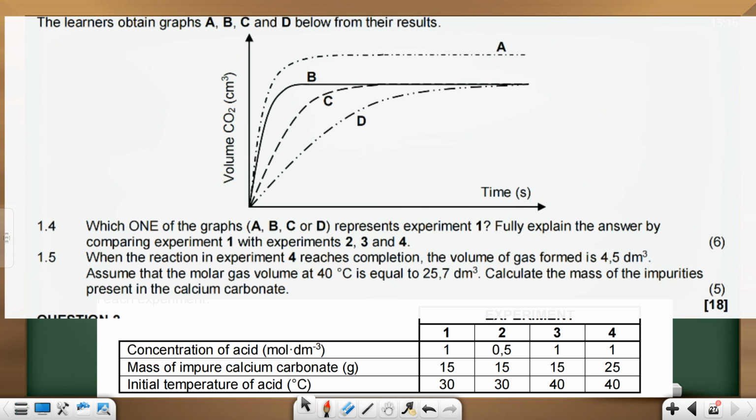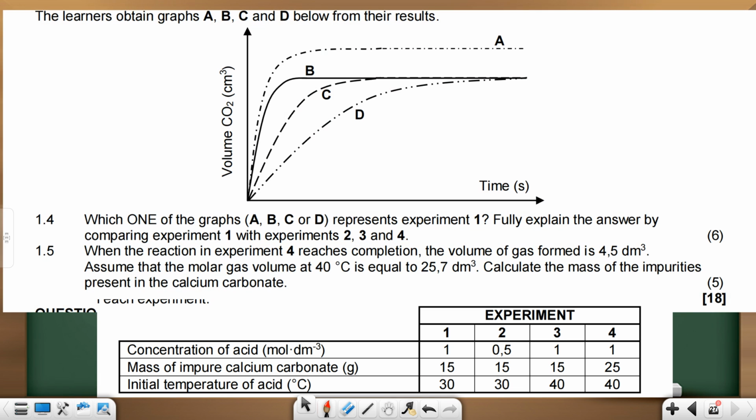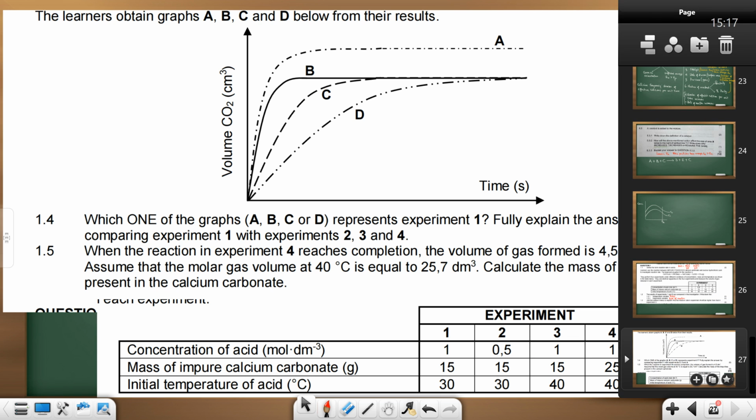The learners obtain graphs A, B, C, D below for their results. I want you to write which one is A, which one is B, which one is C, which one is D, according to the following experiments: experiment 1, 2, 3, 4. Quickly, let's get that done before we even answer the question. It's 6 marks there. You have 2 minutes. Give me which one is A, B, C, D.